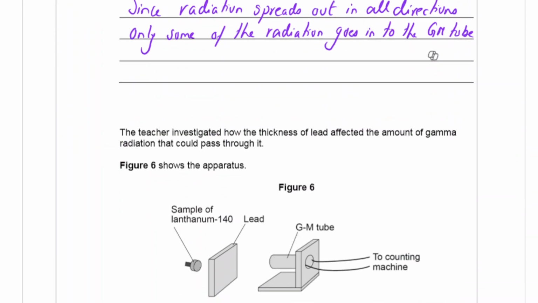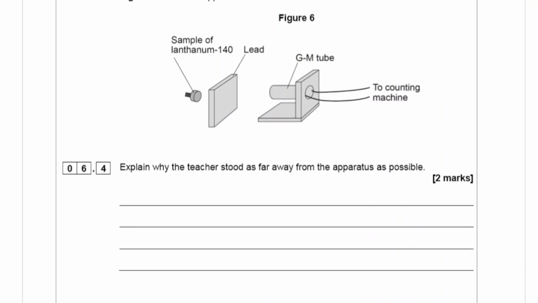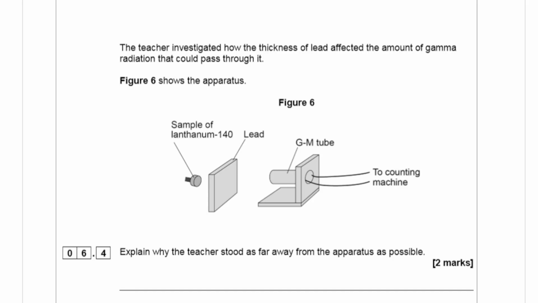The teacher investigated how the thickness of lead affected the amount of radiation, gamma radiation, that could pass through it. So you have figure 6 showing the apparatus. You have the sample of lanthanum 140 in here, and that's going to come forward, and you got the lead, and you got the GM tube in front of it connected to the counting machine. Explain why the teacher stood as far away from the apparatus as possible.